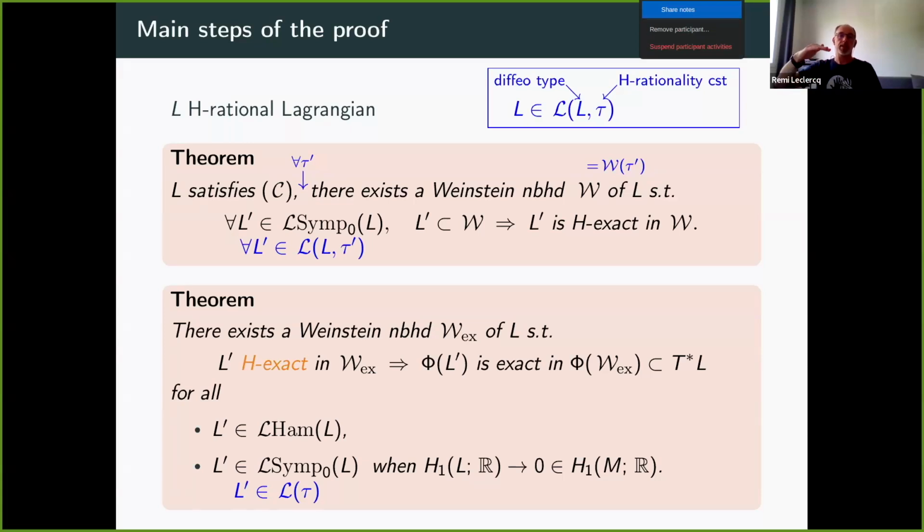You take a Klein bottle, and what you can say is that in the cotangent bundle of the Klein bottle, arbitrarily close to the zero section, you have Lagrangians which are weakly exact, but not exact here, right? So that's one reason why we use this homological variant of exactness here. So these are the main steps of the proof.